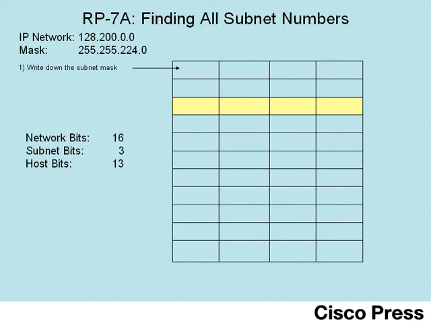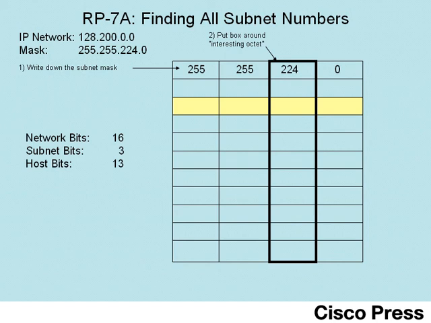So taking a look at the first 4 steps, first we see that we simply copy down the mask into the top row of a table. Then at step 2, we put a box around the interesting octet. Once again, that's the octet in which the mask is not a 0, nor is it a 255.